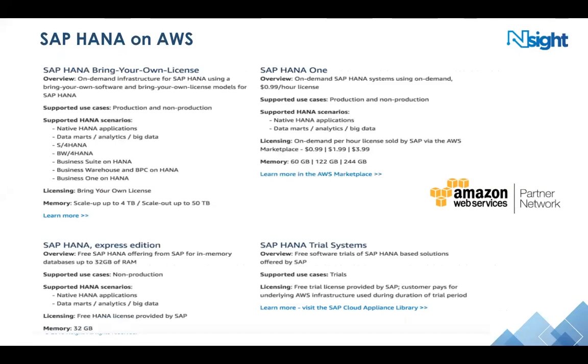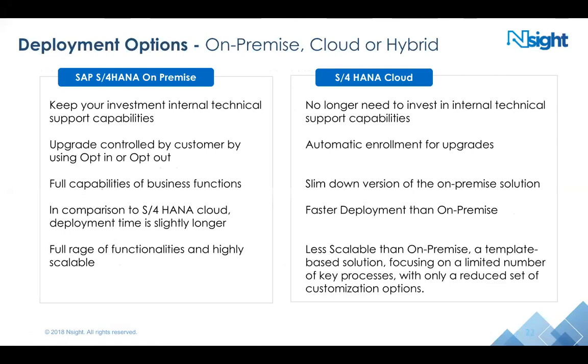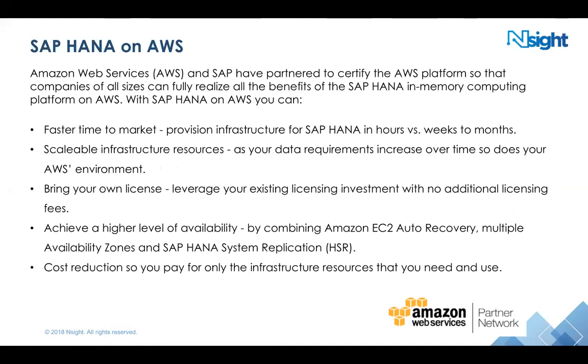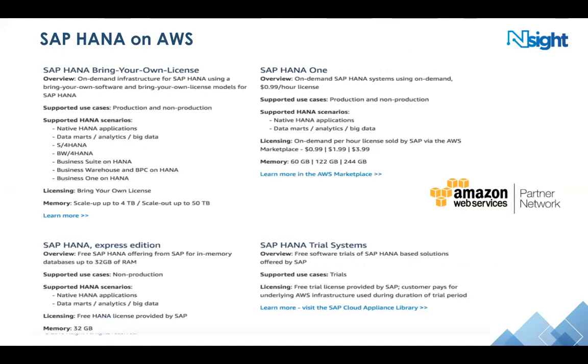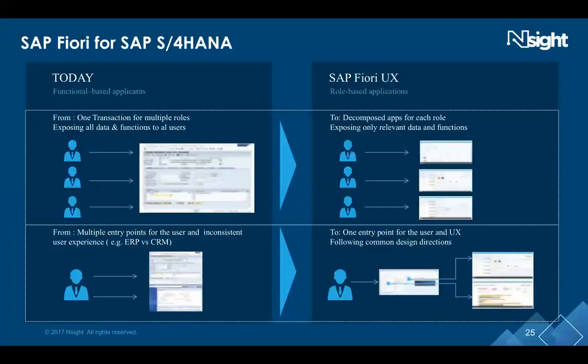You bring your own license, and all the supported HANA scenarios are available on AWS, as well as other options, and Express Edition. There's SAP HANA One where you can bring a native HANA application or analytics or big data to use on AWS. If there is any interest in that area, please let us know. This is a key component to decide before you go into the next phase: what kind of deployment option would you go for based on your technical and functional assessment. And then there are different choices available. SAP has partnered not only with AWS but with Google and IBM as well to find the right hosting environment for SAP S4 HANA.